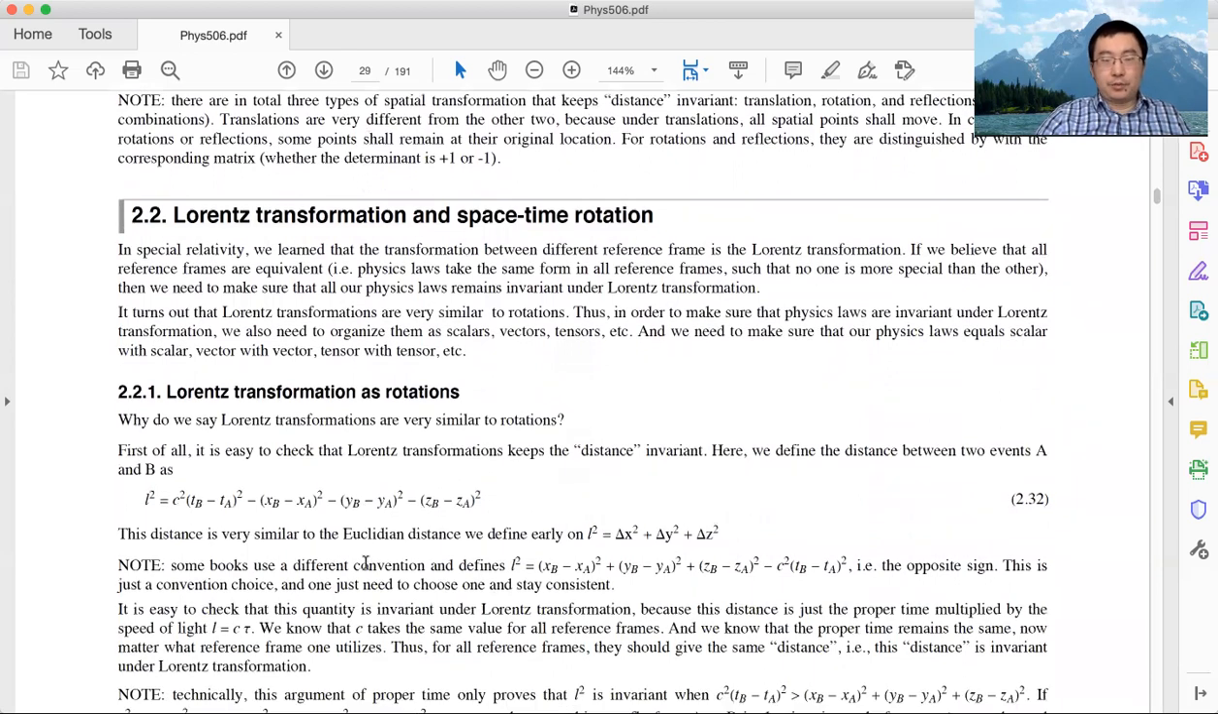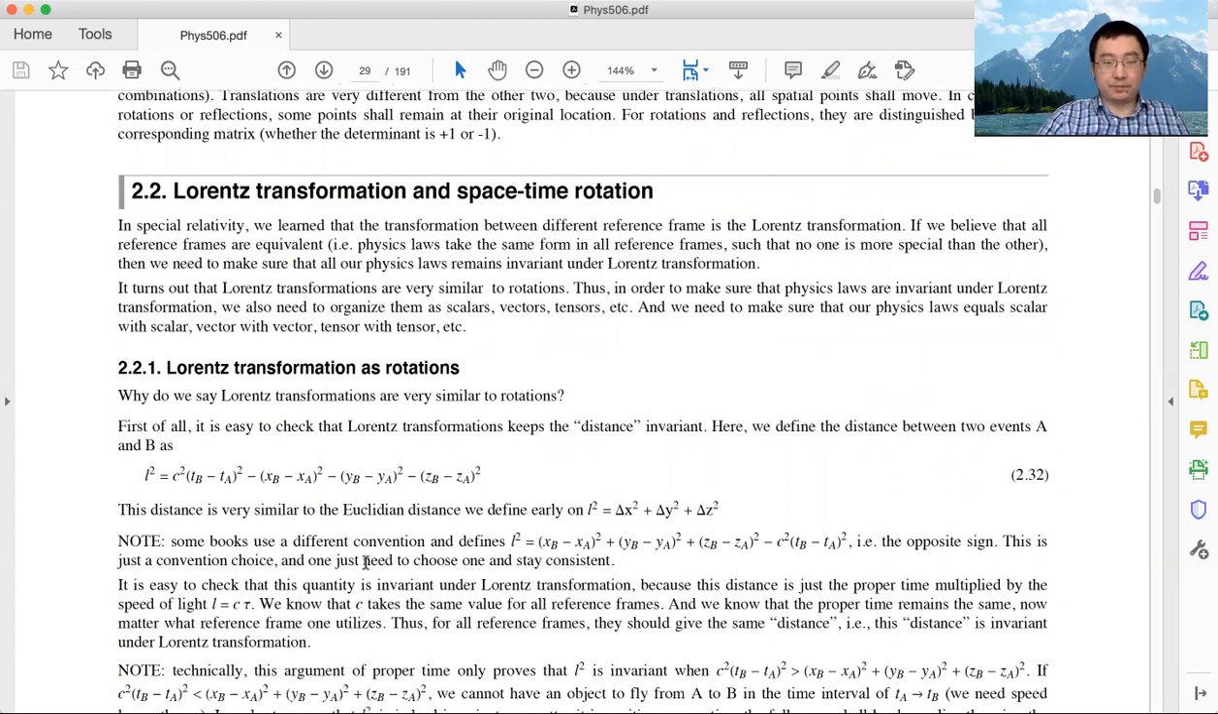Now let's go back to the four-dimensional space. Before we discuss the vectors, scalars, and tensors in this four-dimensional space and why we need to define those things, let's prove a quick conclusion. That conclusion is that the Lorentz transformation is very similar to a rotation. More precisely, we want to show that if we define a four-dimensional distance like this, then this distance is invariant under Lorentz transformation.